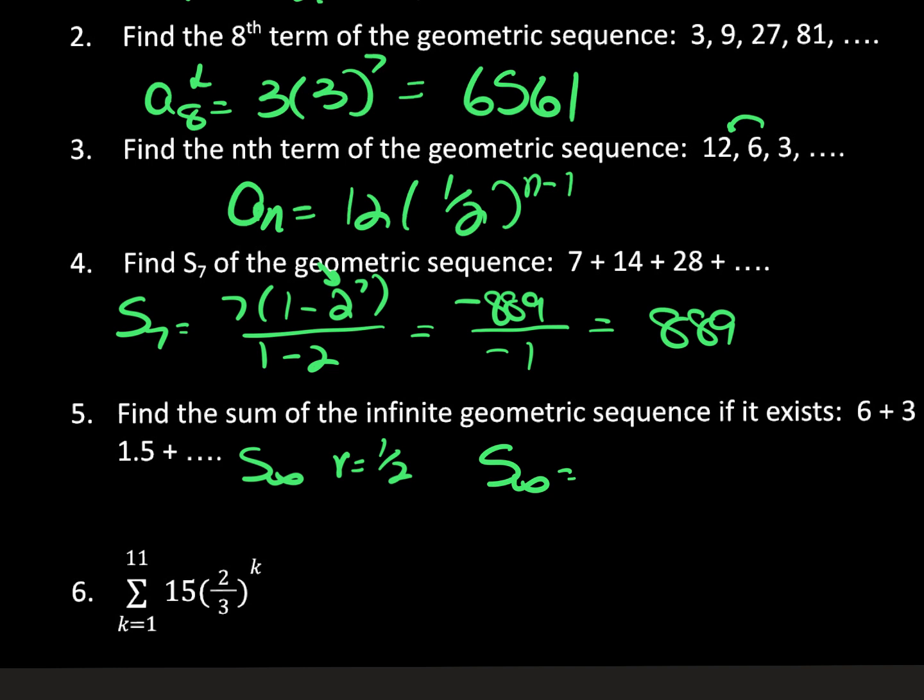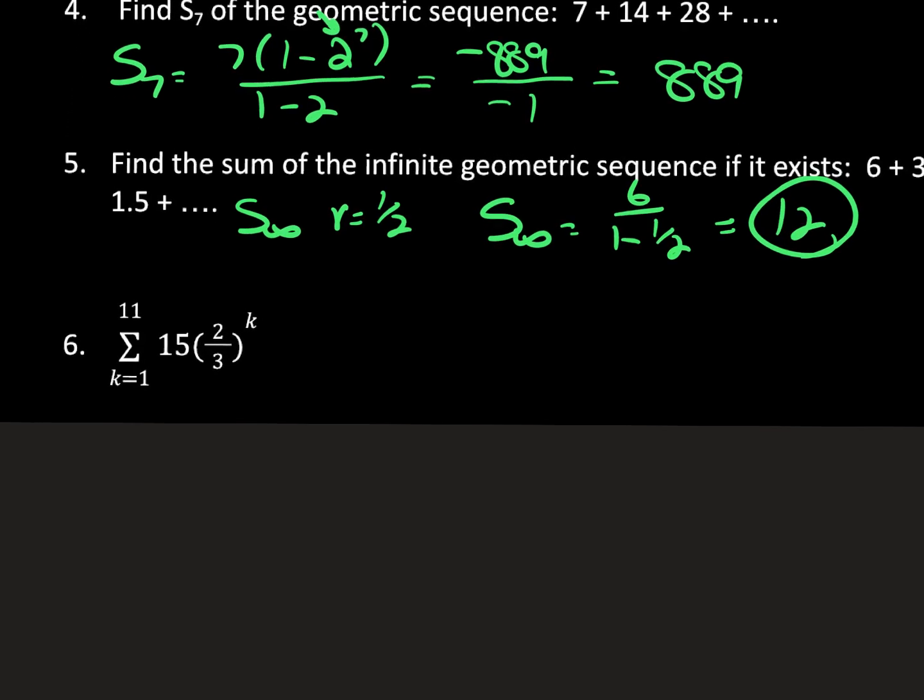So I'm going to do sum is the first term, which is 6, over 1 minus 1/2. And I'll punch that in if I need to. Actually, the bottom's a half. 6 divided by a half is actually 12. And you do keep change flip. There you go.